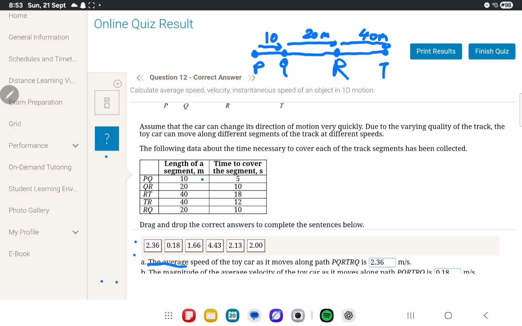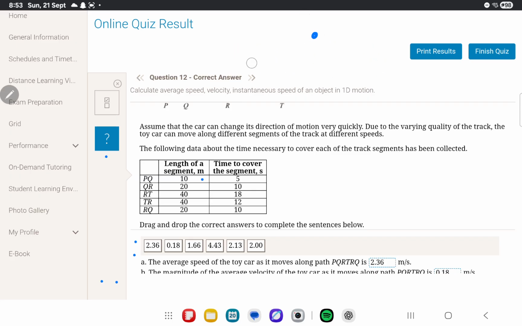Okay, so it moves along the path PQRTRQ. So PQR, then it moved to T, then RQ. So it stopped here, right? So it moved all the way to here and then all the way back here. I won't use this anymore because it will get messy. So they want the average speed. The average speed is distance over time.